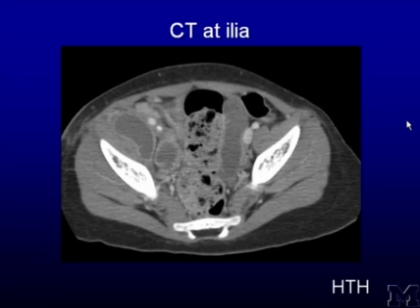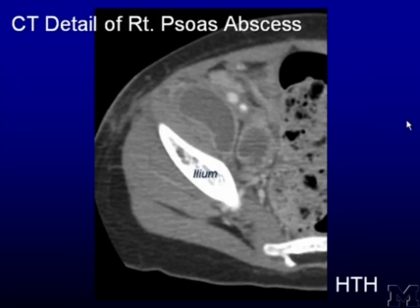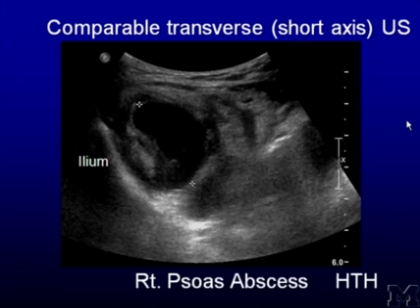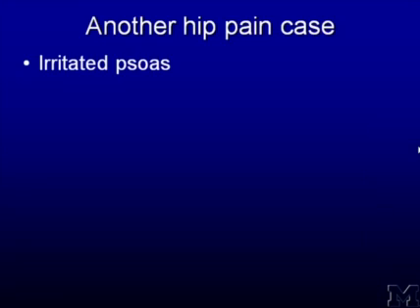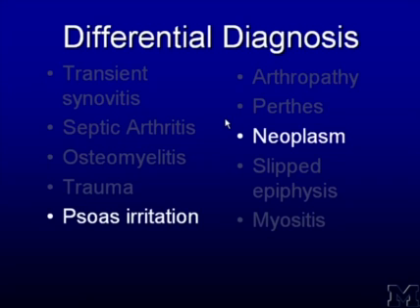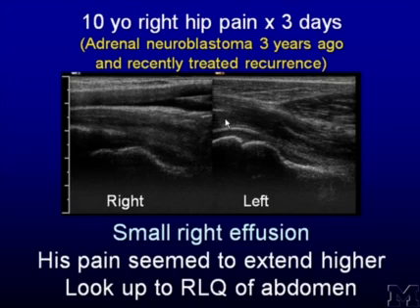Here's the sonography in that case, just showing comparable pictures. Well up into the pelvis now, and here it is on ultrasound. So I think the sonography pretty much shows you the extent, but sometimes for the clinicians, the CT or MR gives them a better broad perspective of what's going on. Another case with an irritated psoas, doesn't necessarily have to be infection.